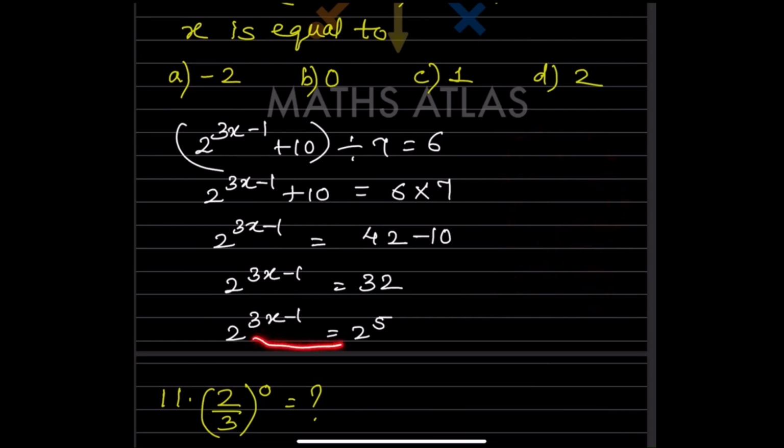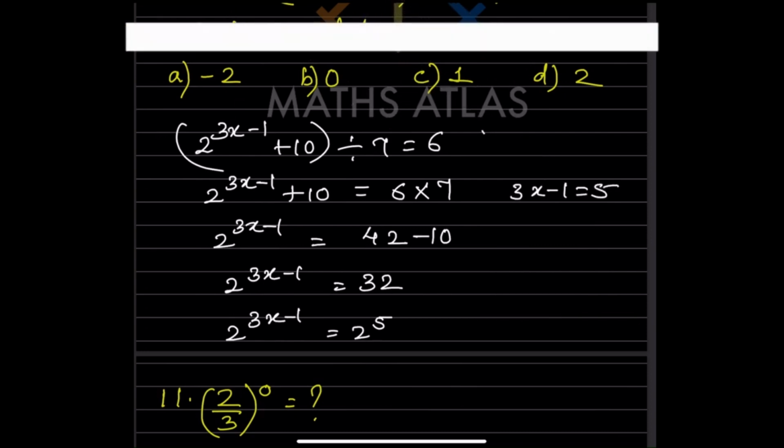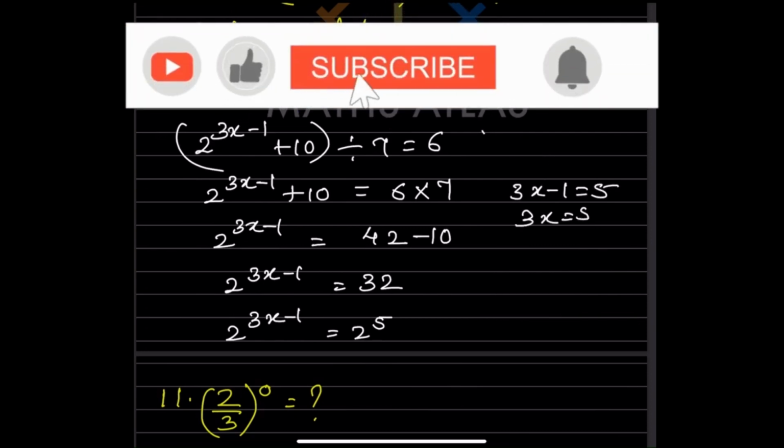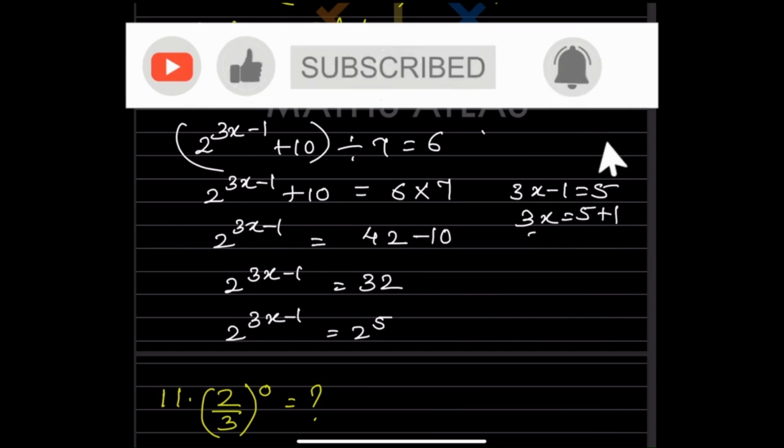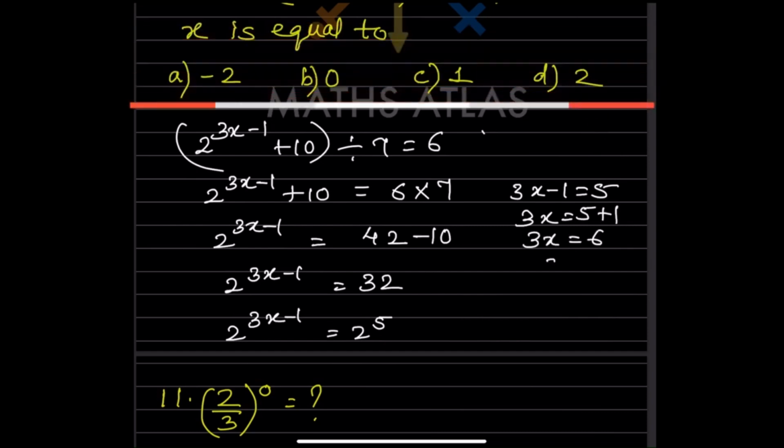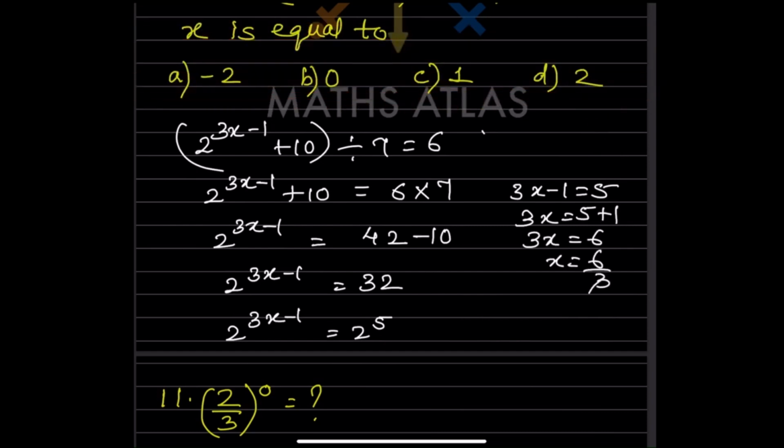So now you can see the base is the same, means the exponents are going to be the same. So let us write it here. 3x minus 1 is 5. So 3x will be 5. Minus 1 goes to the other side, that will be plus 1. 3x is 6. So x is going to be 6 divided by 3. And that is going to be, x is going to be 2. So the correct option is 2 over here.